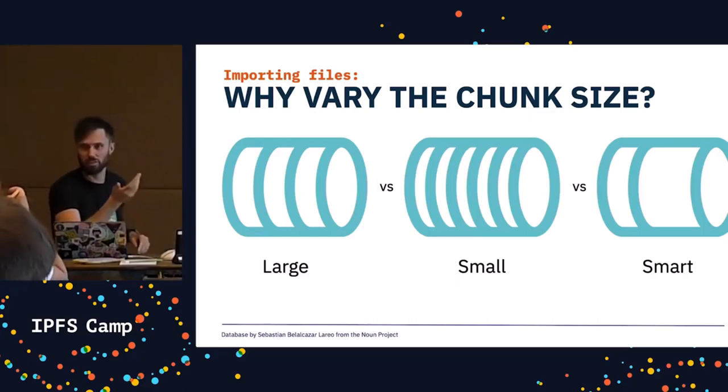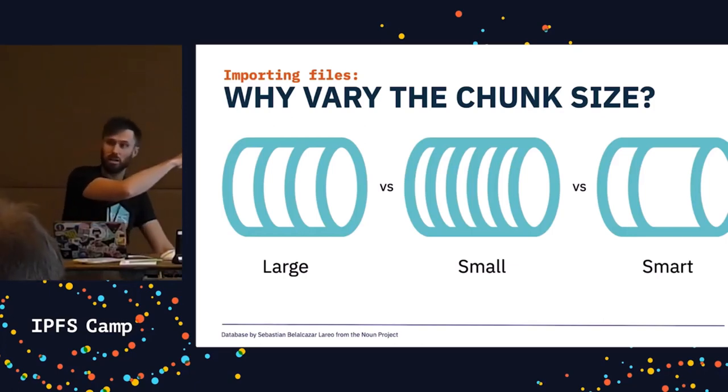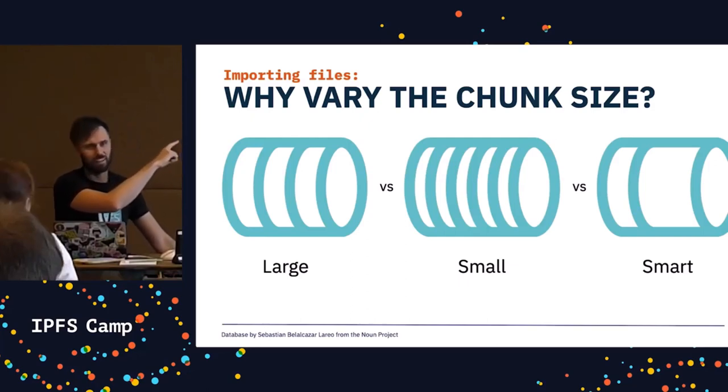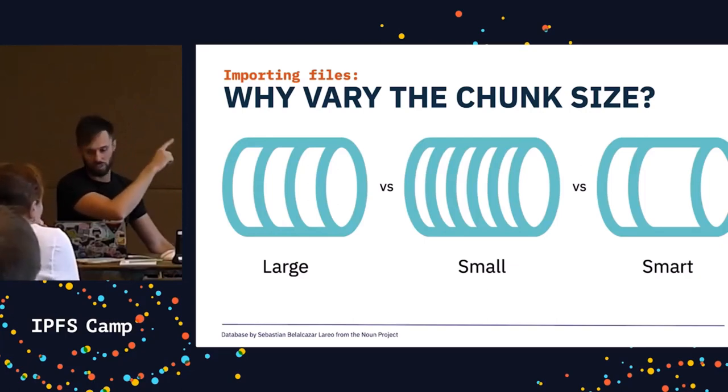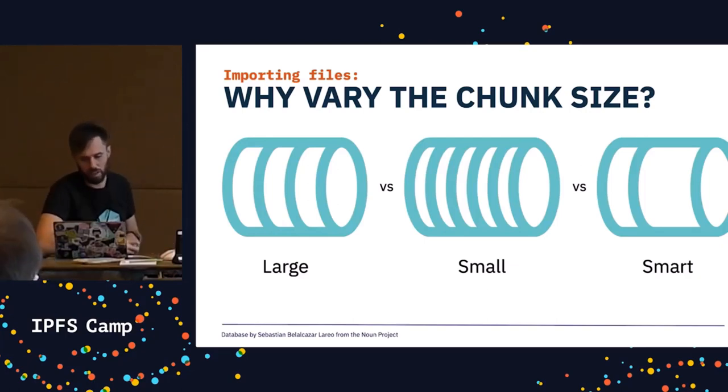So we have a smart chunker already. It's called Rabin. You can use it in JS in the browser, which is brand new, by the way. It's sort of like a little WASM thing, which is super cool. And it's in that DAG visualizer as well, so you can check that out.